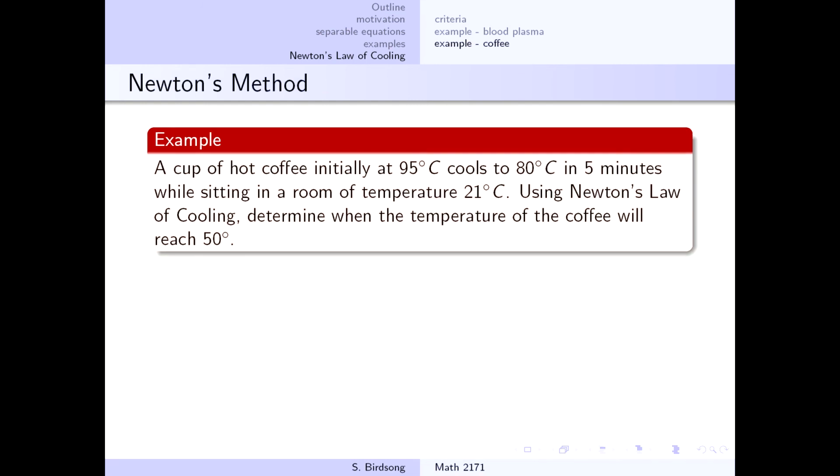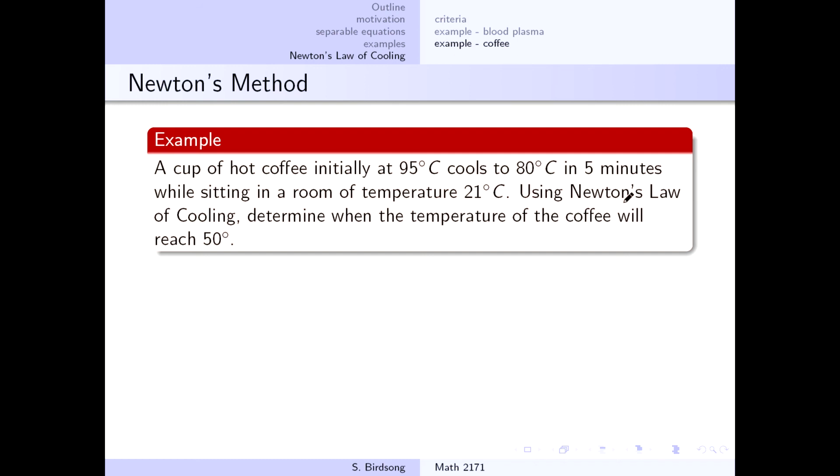All right, so let us look at a second Newton's law of cooling question. In this one, instead of doing everything really quick, we'll go through the full process. So for this guy, we've got a cup of coffee. This cup of coffee is initially at 95 degrees Celsius, so it was just made, and it's going to cool to 80 degrees Celsius in 5 minutes while somebody set it on the counter in a room temperature of 21 degrees Celsius. And I on purpose picked two different questions, one Fahrenheit, one Celsius.